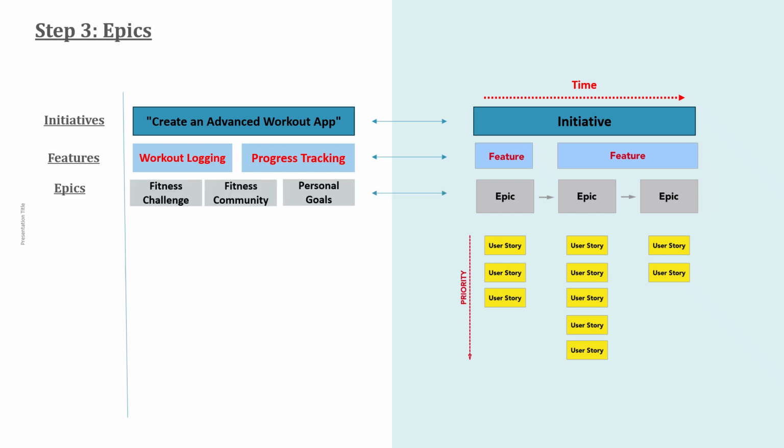Step 3. Epics are the thrilling challenges that bring related features together, just like training programs targeting specific muscle groups. In our case, the fitness challenge epic will unite workout logging, and personal goals will unite progress tracking.